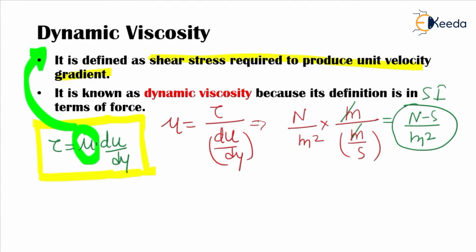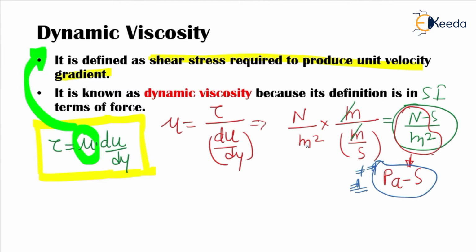But there is one more way to write it, because this Newton per meter square we already know as Pascal, and second is also there. So Pascal seconds can also be written as its unit. This is also very important. So this Newton second per meter square and Pascal second you should keep in mind.